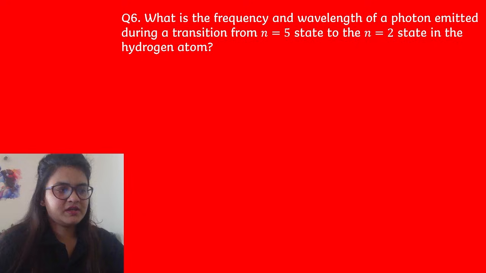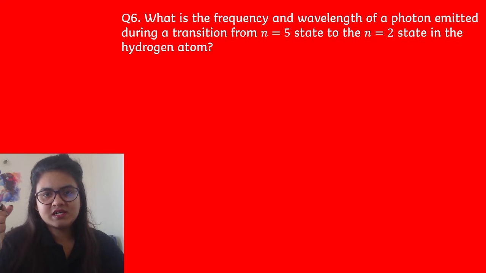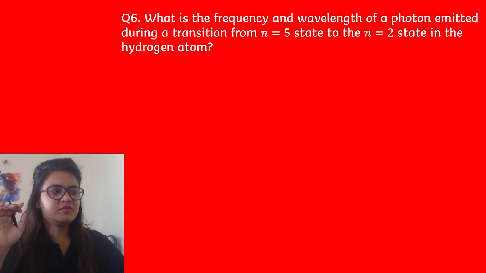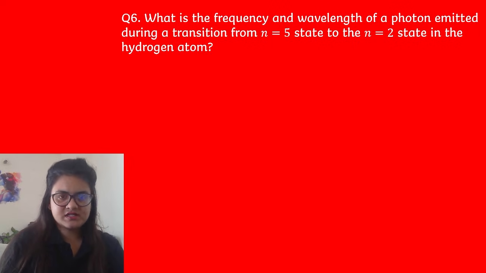Let's see the next question. What is the frequency and wavelength of a photon emitted during the transition from the n equals 5 state to the n equals 2 state in the hydrogen atom? We can proceed with the Rydberg's equation actually. So yes, let's proceed.